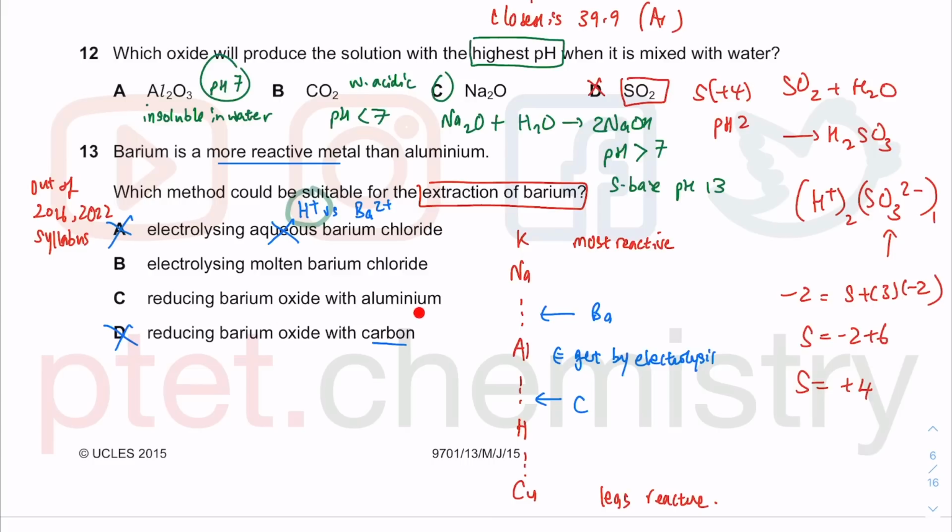Reducing barium oxide with aluminium. The more reactive metal you are, you like to lose electrons. If you like to lose electrons, you like to be oxidized. If you like to be oxidized, you are a stronger reducing agent. So that means aluminium is a weaker reducing agent than barium. How can aluminium reduce Ba2 plus to barium? So B is the only correct answer there. Not to worry about it too much because it's out of the 2022 syllabus. In fact, it's been out since 2016 then.